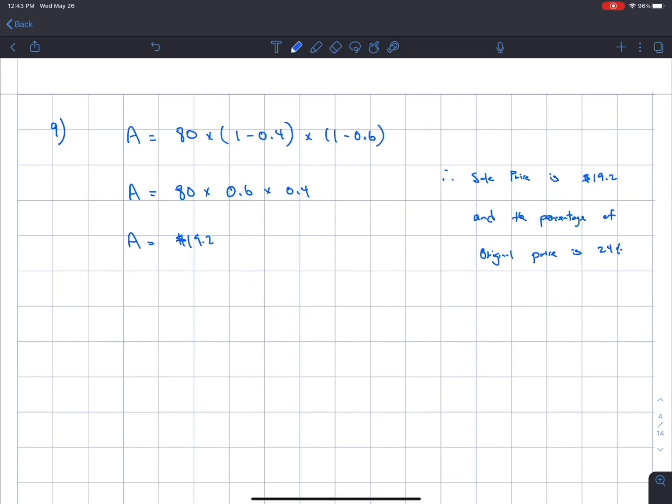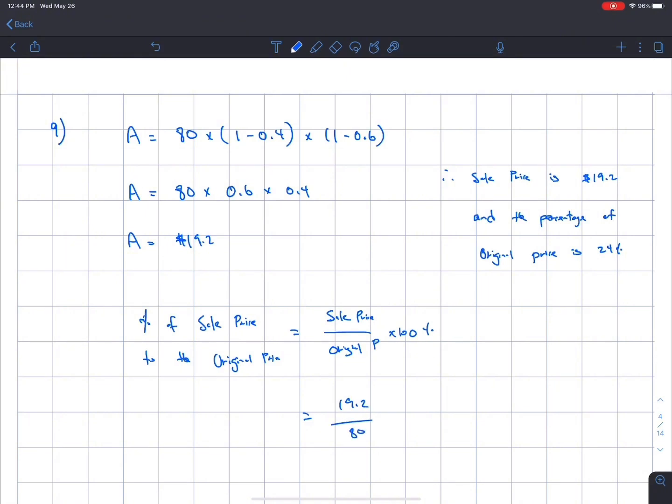They are asking what is the percent of sale price to the original price. So this is just the sale price divided by the original price times 100%. So it's 19.2 divided by 80 times 100%. And that's how I get 24%.